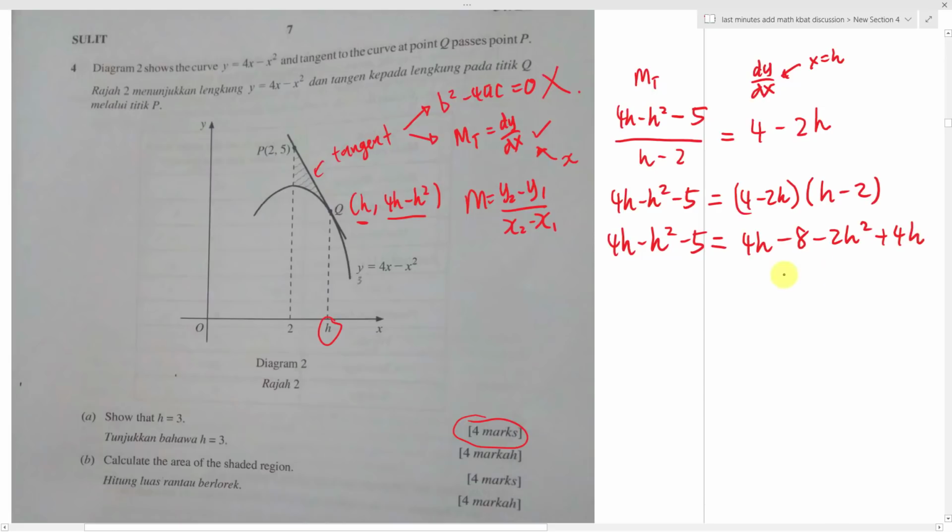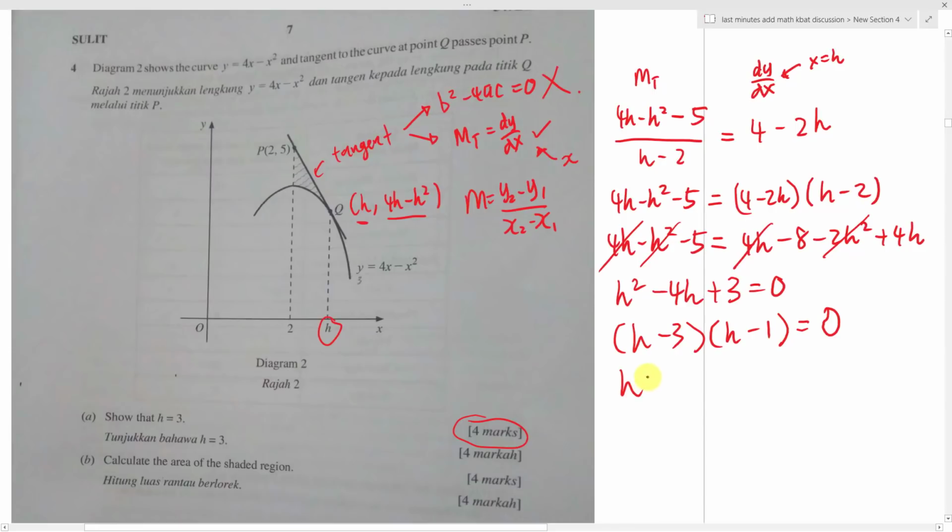Alright, I want to solve this quadratic as fast as possible. I will move my 2h squared to the other side, so I will get positive h squared. Then for the 4h plus 4h, I minus 4h from both sides, so I will have minus 4h here. Then I move the negative 8 to the other side, so it will be minus 5, so it will be plus 3 equals 0. So I will solve this equation equals 0, so (h minus 3)(h minus 1). So h can equal 3 or h equals 1.